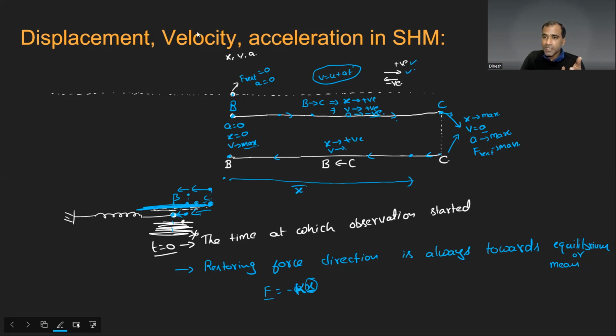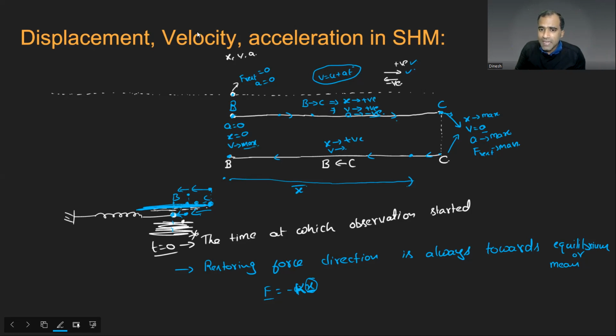As you go from B to C, the restoring force, or acceleration, is acting in the opposite direction of velocity. When acceleration and velocity are opposite, velocity keeps on decreasing. When velocity and acceleration are in the same direction, what happens? It behaves like acceleration, and velocity increases. When they are in opposite directions, it is a deceleration case, and velocity keeps on decreasing. So as you go from B to C, velocity keeps on reducing because of deceleration.